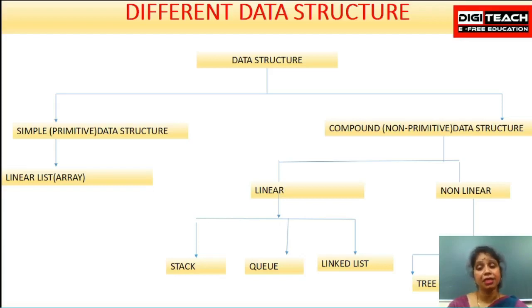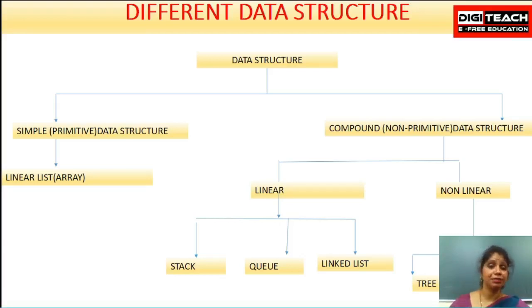Compound data structure is again categorized into compound linear data structure and compound non-linear data structure. For compound linear data structure, the examples are stack, queue and linked list, but compound non-linear data structure is categorized into tree and graph. Then what is the difference between compound linear and compound non-linear data structures? In compound linear data structure, the data are organized in a single level, but in non-linear data structure, the data are organized in multiple levels, right.